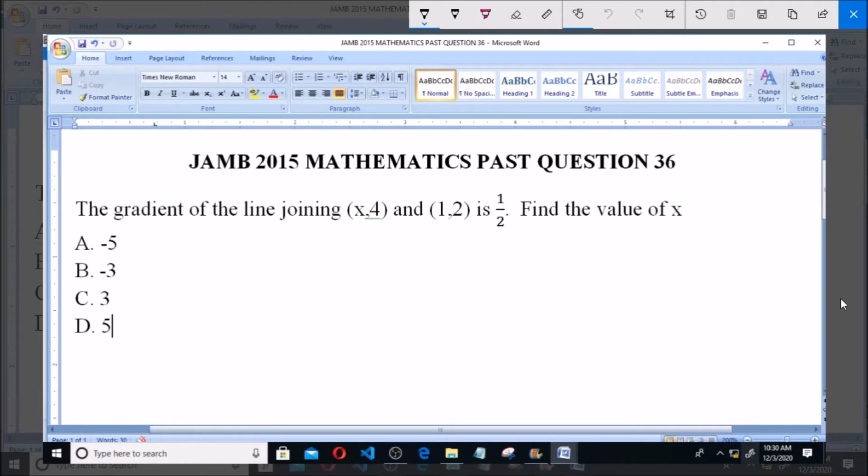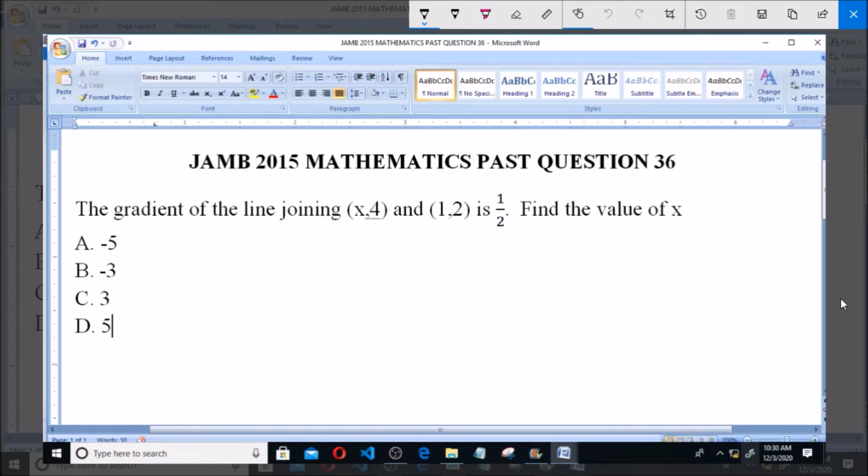The gradient of the line joining points (x, 4) and (1, 2). That is, (x, 4) is the coordinate of a point and (1, 2) is the coordinate of the other point. So the gradient of the line joining these two points is 1/2. Now we are asked to find the value of this x here.